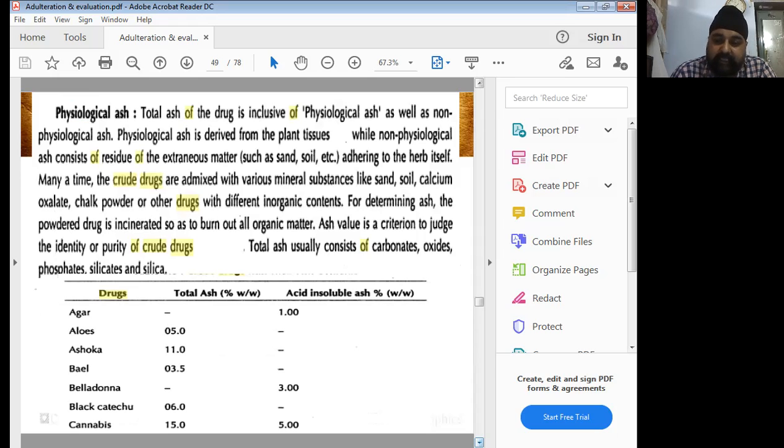We try to determine various types of ash content. Like we determine physiological ash and non-physiological ash. Physiological ash is basically from the pure drug. If it is burned, the ash found will be physiological ash. If it is mixed with certain types of minerals like sand, soil, calcium, the ash which we find will be non-physiological.